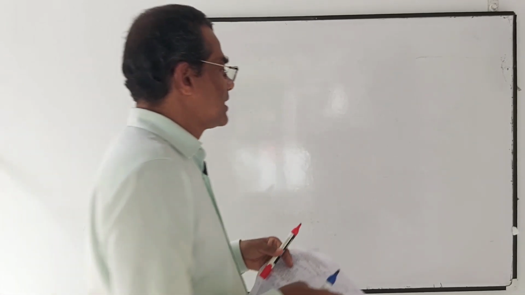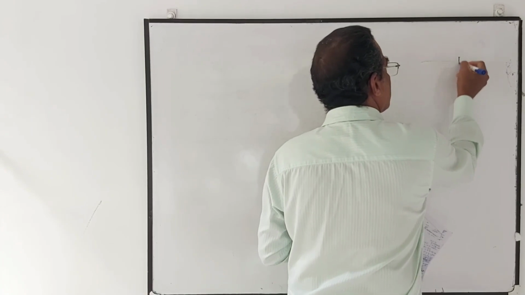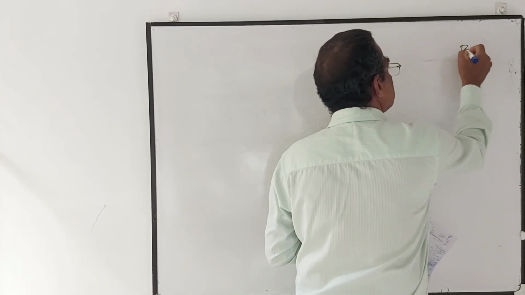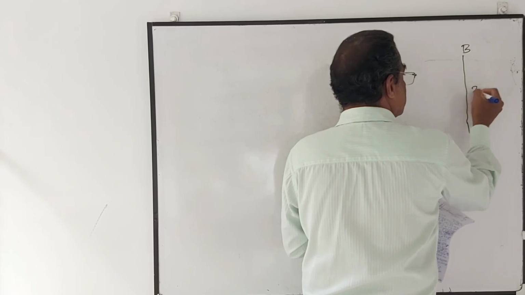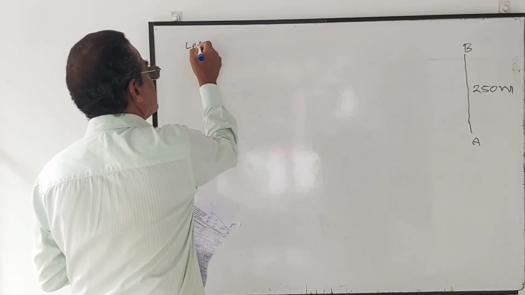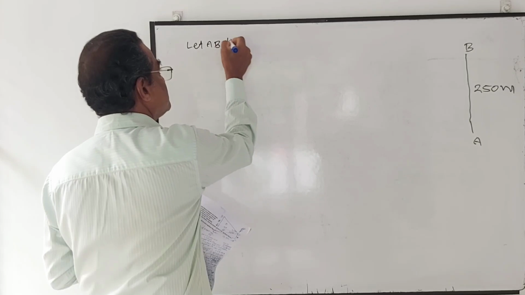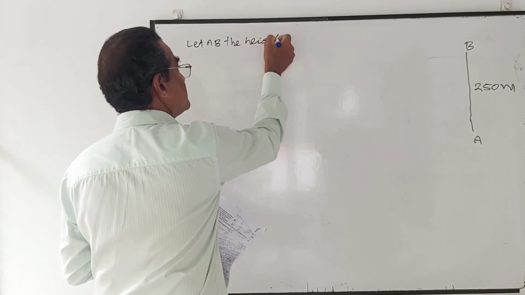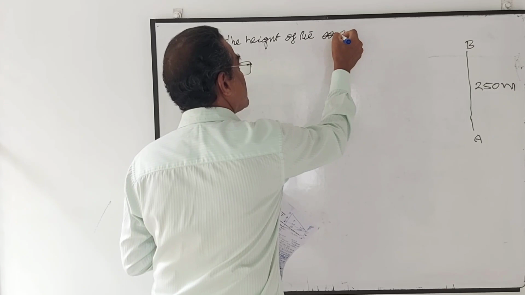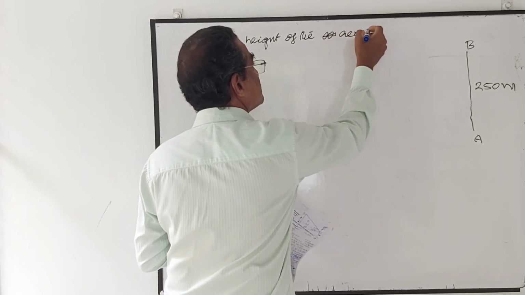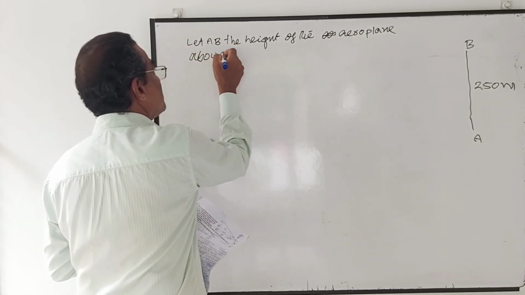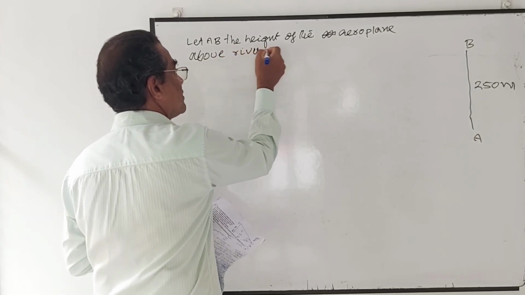So, there is an aeroplane at a height of 250 meters. Let AB be the height of the aeroplane above the river level.